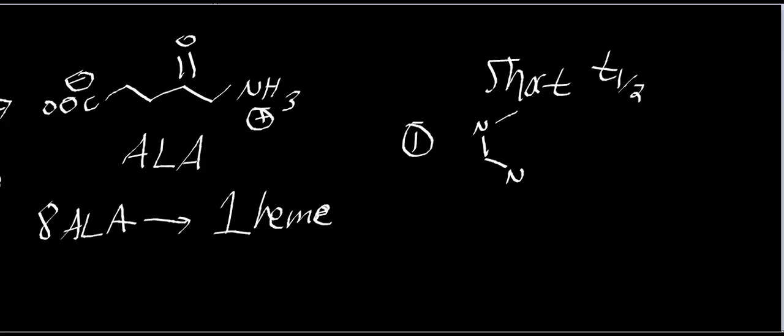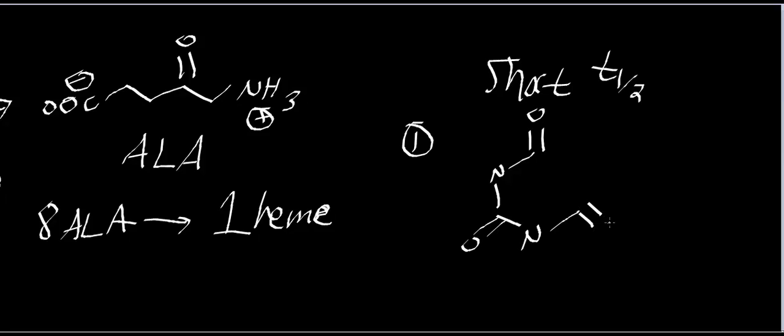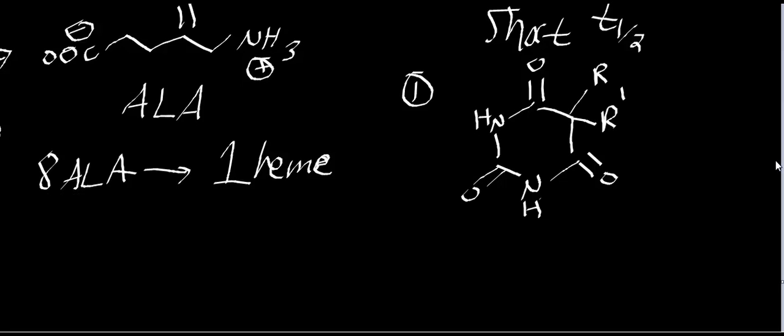So here is one barbiturate, and you have 2 R groups right here. So this is a barbiturate derivative. If both of these R groups were hydrogens, this would be barbituric acid. But barbiturates tend to speed up the synthesis of ALA.